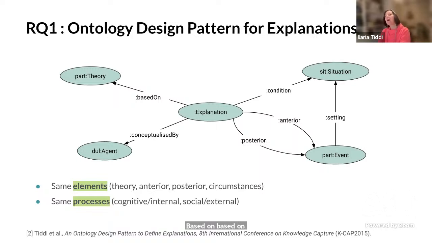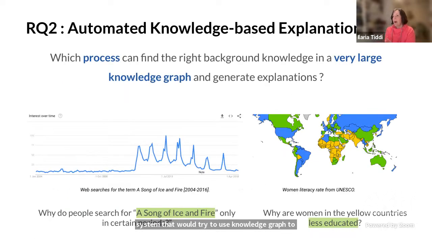Based on this pattern, we then tried to design a system that would use knowledge graphs to generate explanations for a given pattern of data. And the question we tried to answer is really, okay, if we want to use a very large knowledge graph as background knowledge, which kind of process do I need to generate explanations?